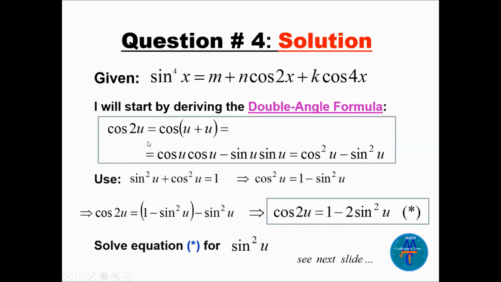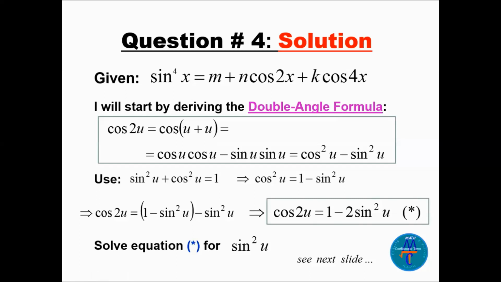Cosine of 2u is equal to cosine of u plus u. I will reach sine to the power 4 with u. So let's start with the double angle. So cosine 2u, cosine of u plus u.